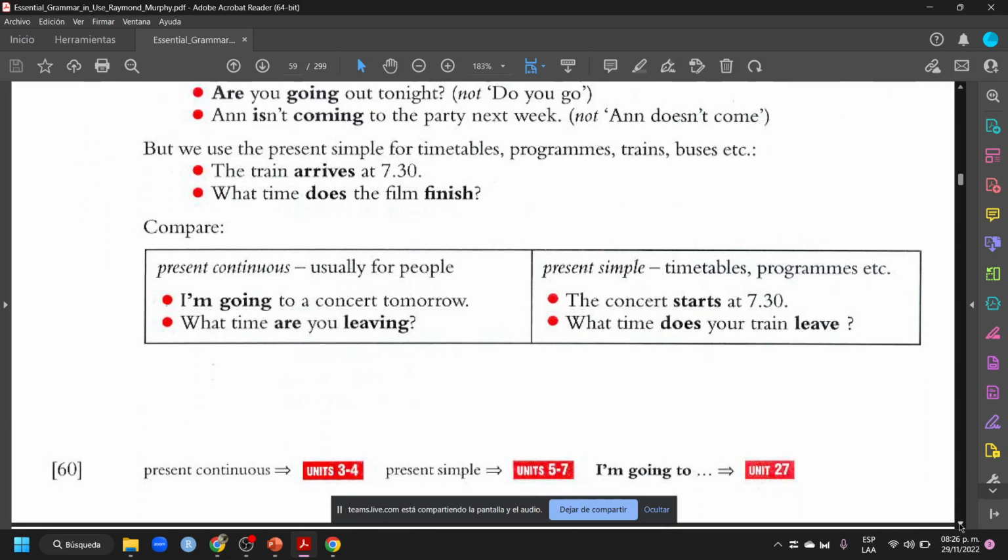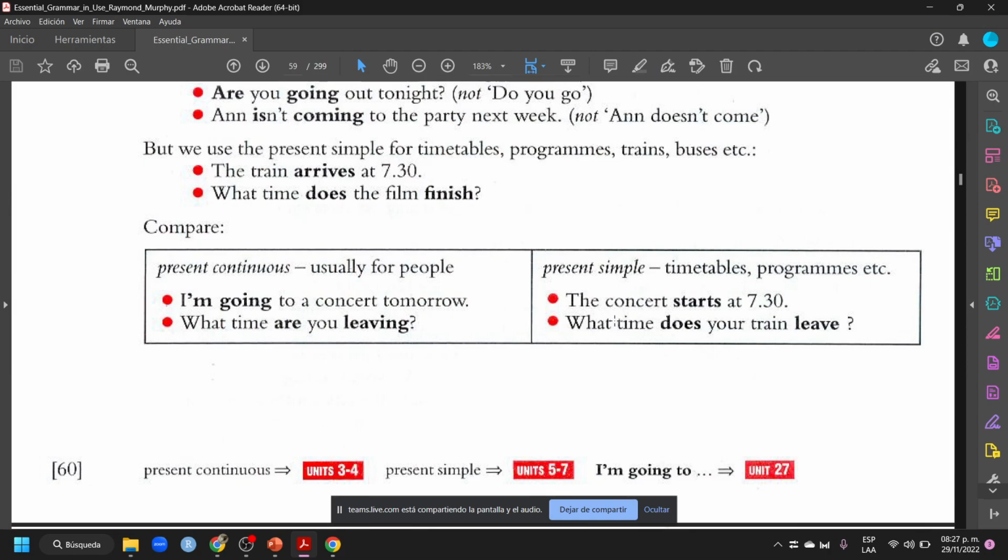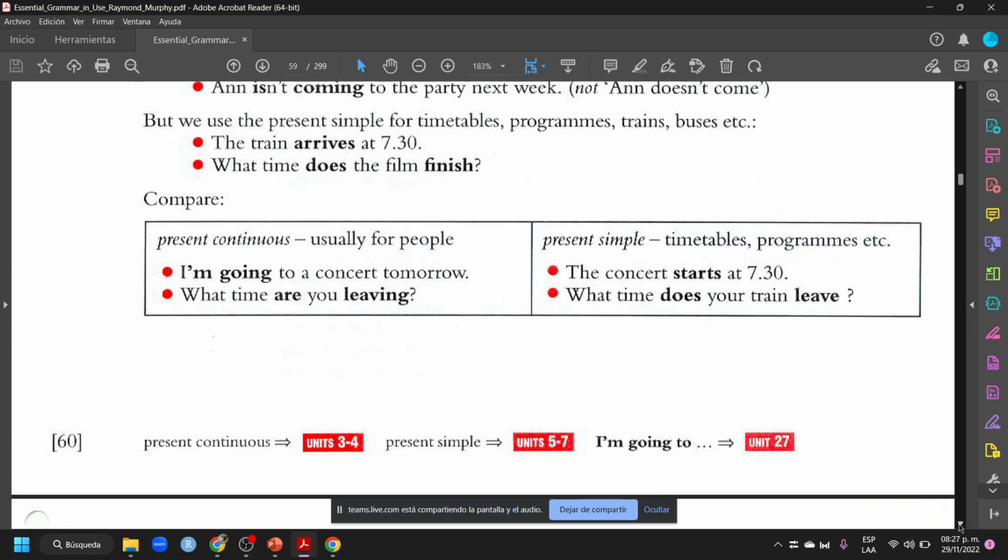And we check this. We use present continuous for a plan, or for something that is happening at the moment of speaking, and the present simple. That's the difference. Now we use present simple. You can use present simple for the future, but it is more for timetables, programs, and schedules. For example, the concert starts at 7:30. Do you remember it? Okay.